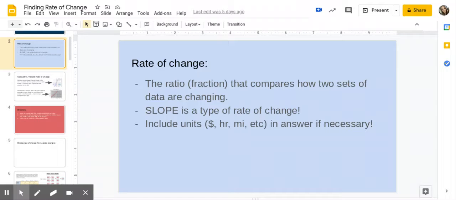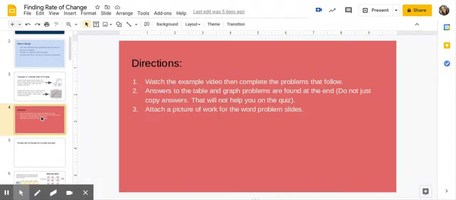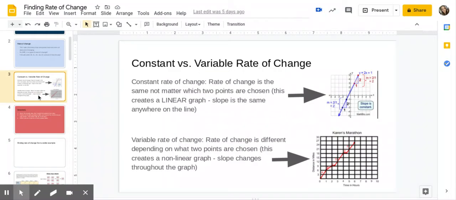This is going to include real life units like money, time, distance, all of those sort of things. So we're going to actually put those in our answers just to be consistent and accurate in our descriptions. For the tables, we're going to have to talk about constant versus variable rate of change.